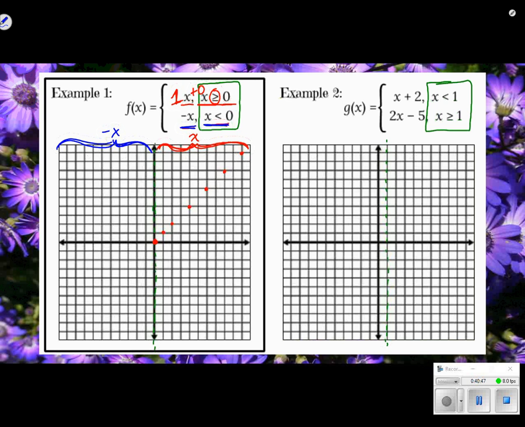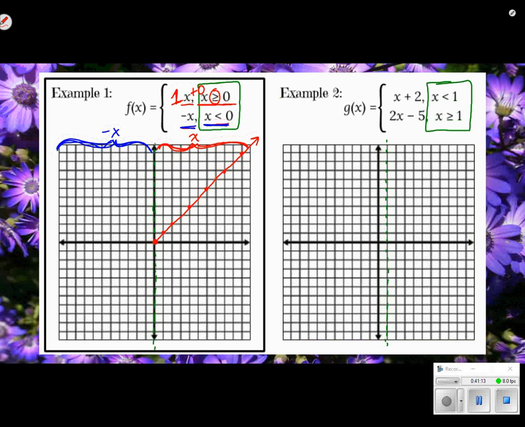The blue function has a different slope, and the same y-intercept. This area to the left is only for y equals negative x. So I can't graph anything to the left of that green line for my red function. So I have to stick to the right.